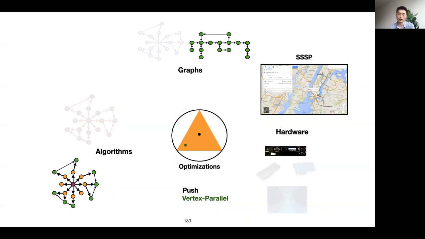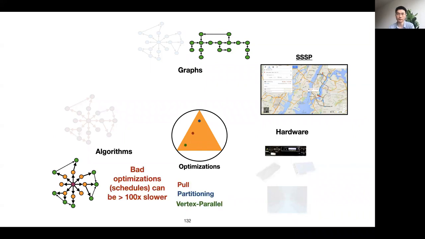But if I'm working on single source shortest paths on the road networks, which is also a data-driven algorithm, then my best combination of optimization might be a push-based traversal with vertex-level parallelism, right? And if I were to run this on the GPUs, we have to exploit edge-level parallelism to saturate a large number of cores. And if we happen to select the bad combination of optimizations, it can be more than 100 times slower than the optimized implementation.